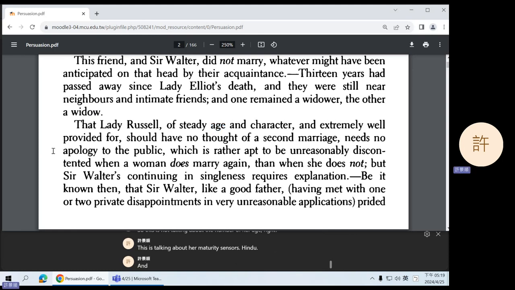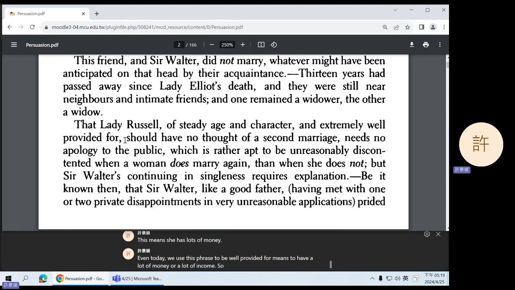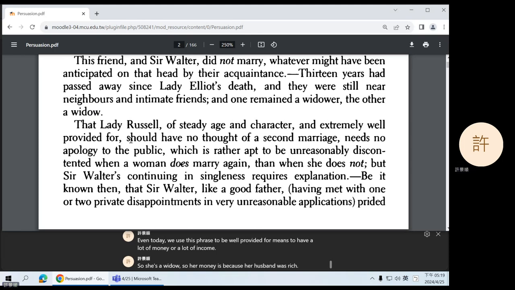And extremely well provided for. This means she has lots of money. Even today, we use this phrase, to be well provided for means to have a lot of money or a lot of income, 收入. She's a widow, so her money is because her husband was rich. Should have no thought of a second marriage. Okay, this should actually mean would.